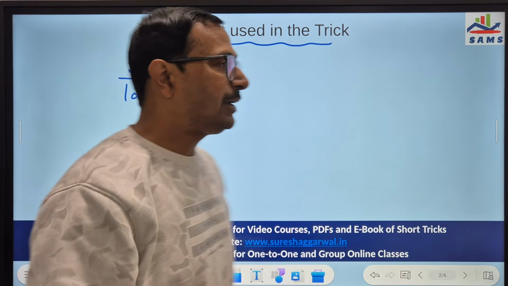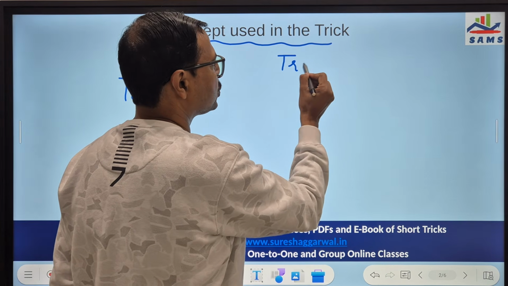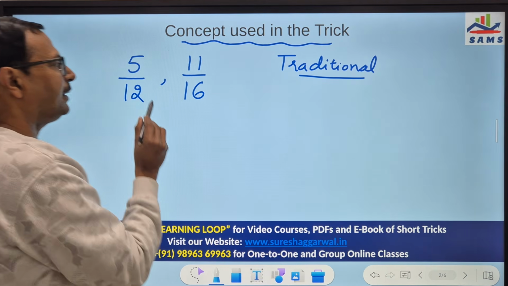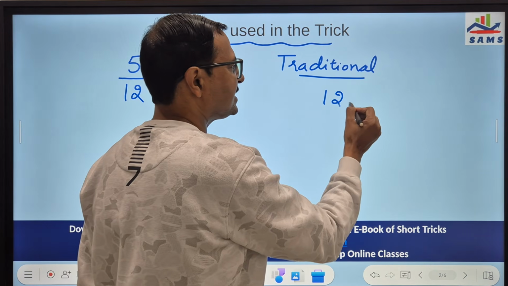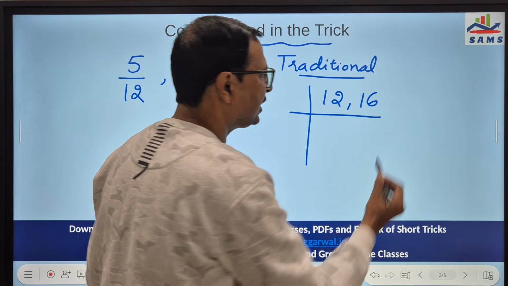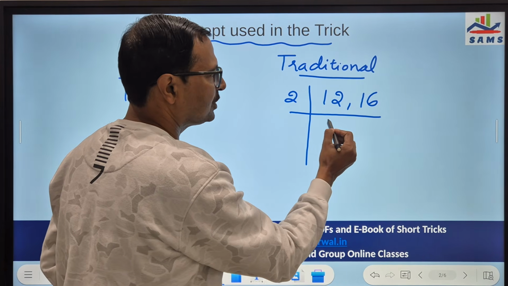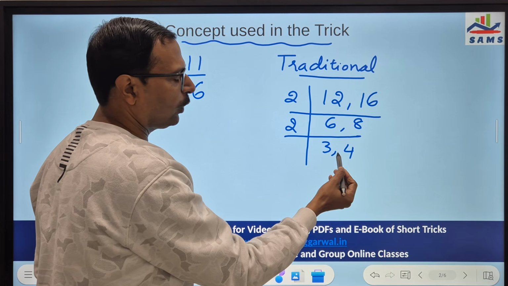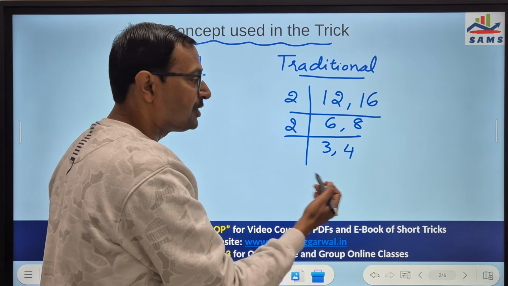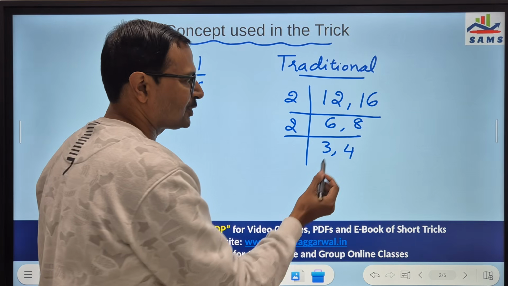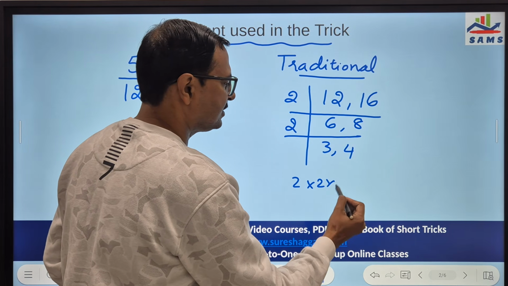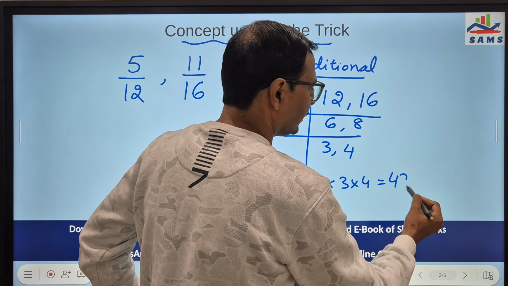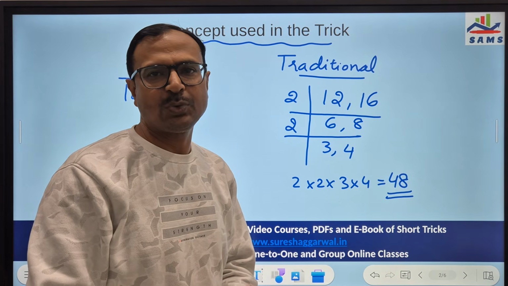So what are the students doing? Now this is what the students do traditionally. In the traditional method, they pick up the denominators 12 and 16 and they find the LCM using the traditional approach. This is 2, so 6 and 8, again 2, this is 3 and 4, and then 3 and 4 are co-prime. So many of the students leave it here. Some of the students carry forward this method also. So now 2 times 2 times 3 times 4. How much is that? 12 4s are 48. So they know that the LCM of these two numbers is 48.